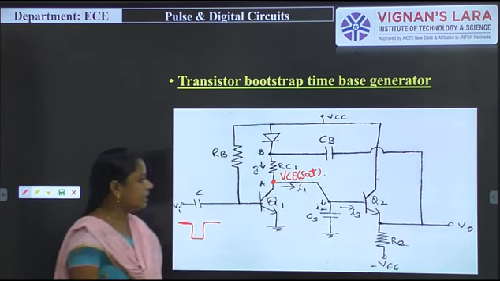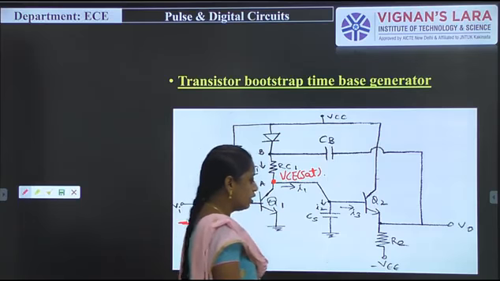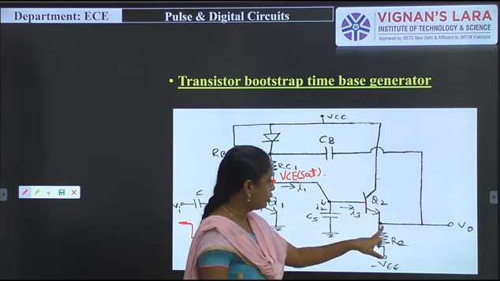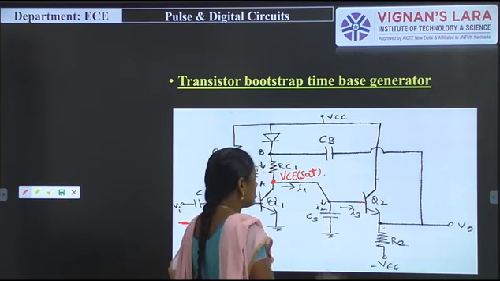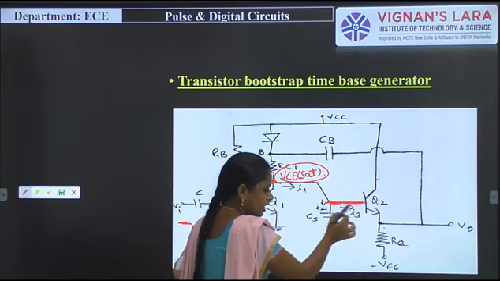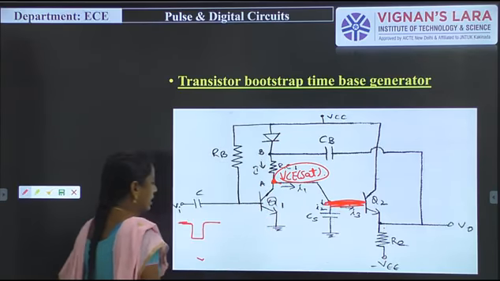So at that particular time, VA becomes VCE saturation. This is applied to the transistor Q2. So VA can also be written like this: VBE of Q2 plus V0. Why? Because this VA voltage is split here into VBE of Q2 and V0. I am just representing it like this also.